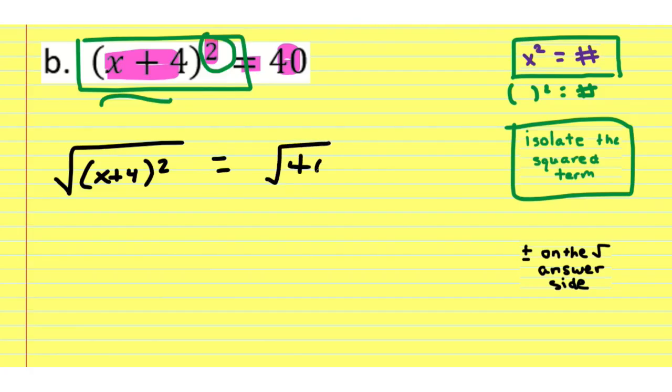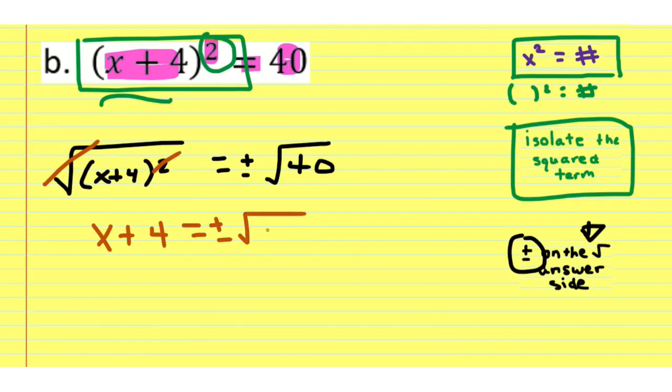And if you remember from the previous problem, on the radical answer side, we always need to put a plus or minus to ensure that we end up with our two solutions that we should have for a quadratic. Okay, so we are going to cancel out this square root and this square, and that leaves us with the expression, and then that is equal to plus or minus 40.